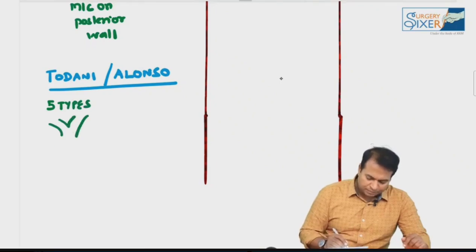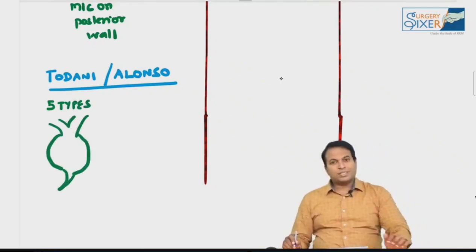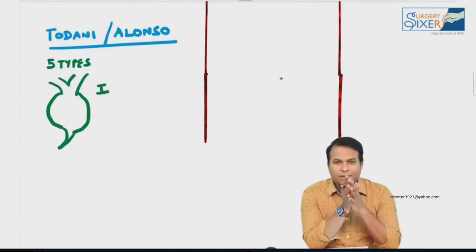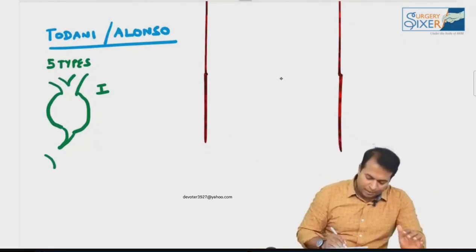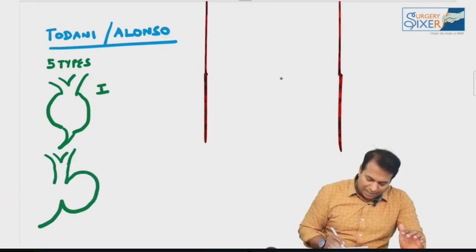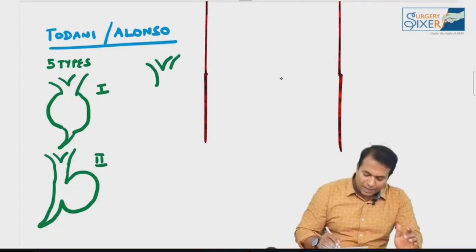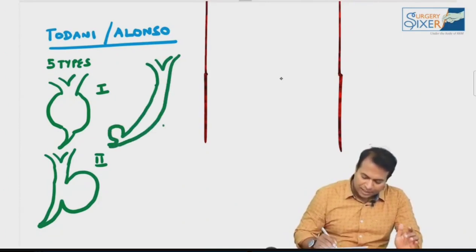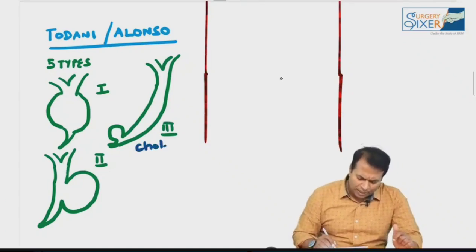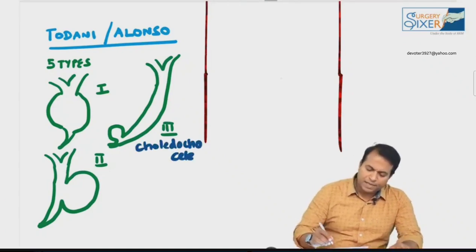Type 1 is fusiform dilatation of the bile duct, like this. Type 2 is a diverticulum in the bile duct, like this. Type 3 is a diverticulum near the ampulla, like this, and that is also known as choledochocele. Type 3 is also known as choledochocele.